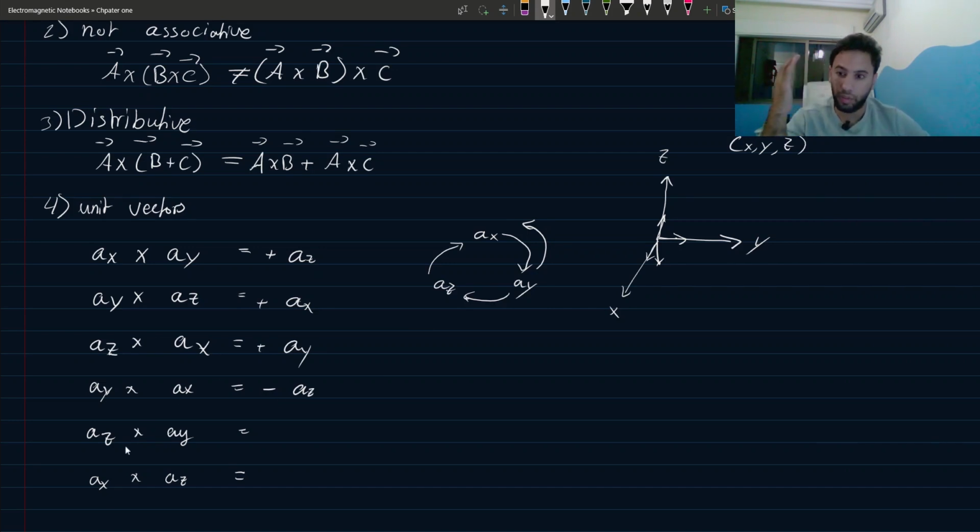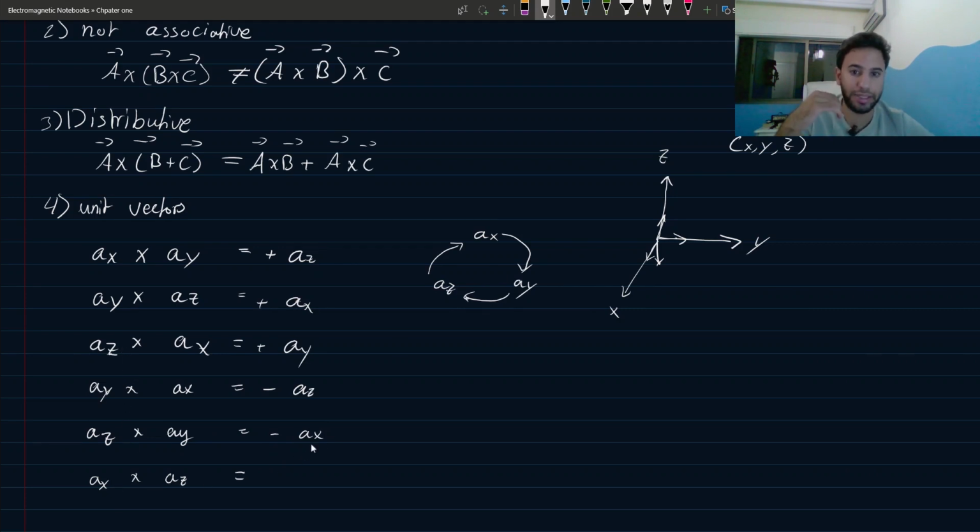And then look at this, AZ cross AY. Well, AX is perpendicular to both of them. However, is it a positive X or is it a negative X? We take a look at the cycle. Z then Y. That's against the arrow. So I'm going to put that as negative.